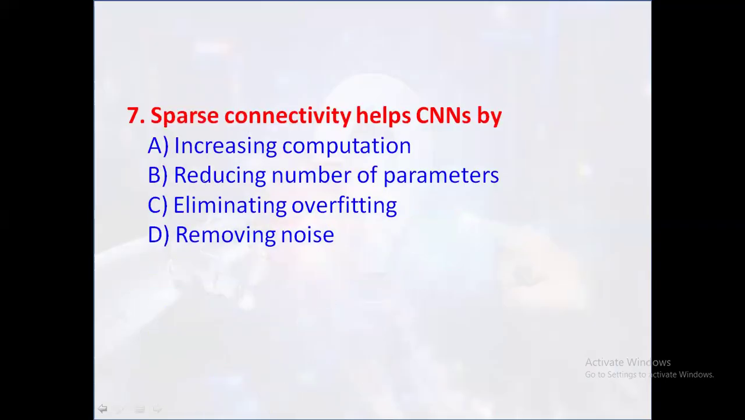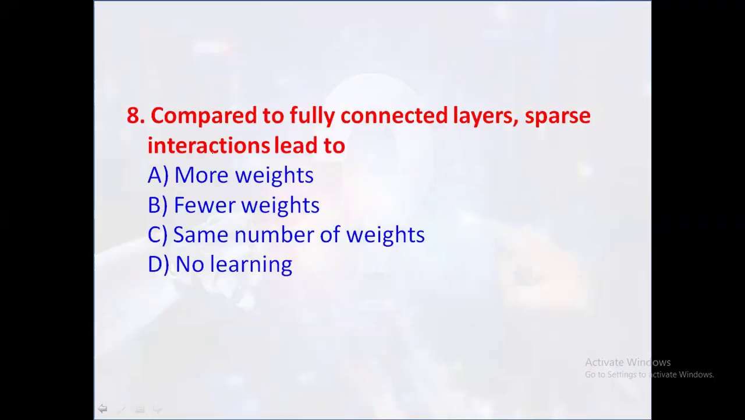Next, sparse connectivity helps CNNs by increasing computation, reducing the number of parameters, eliminating overfitting, or removing noise. The answer is reducing the number of parameters. Next question is, compared to fully connected layers, sparse interactions lead to more weights, fewer weights, the same number of weights, or no learning taking place. The answer is fewer weights.